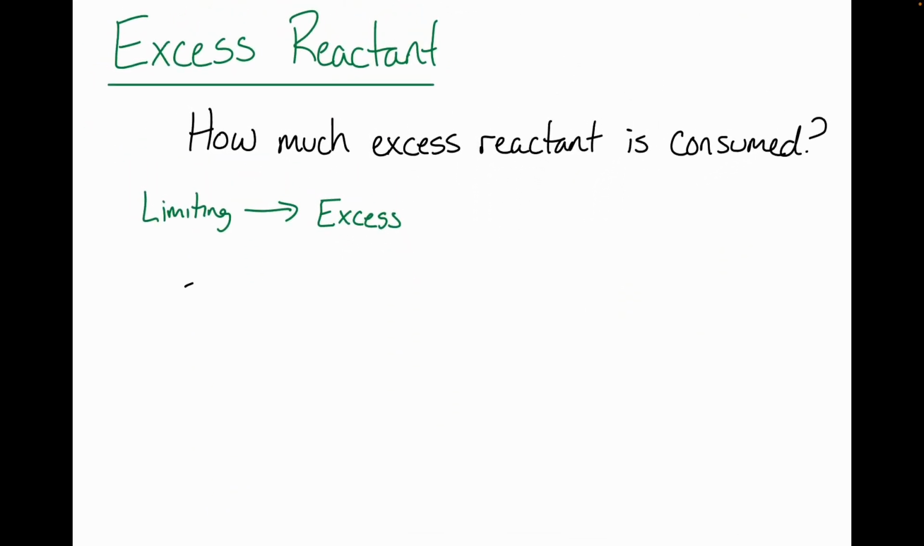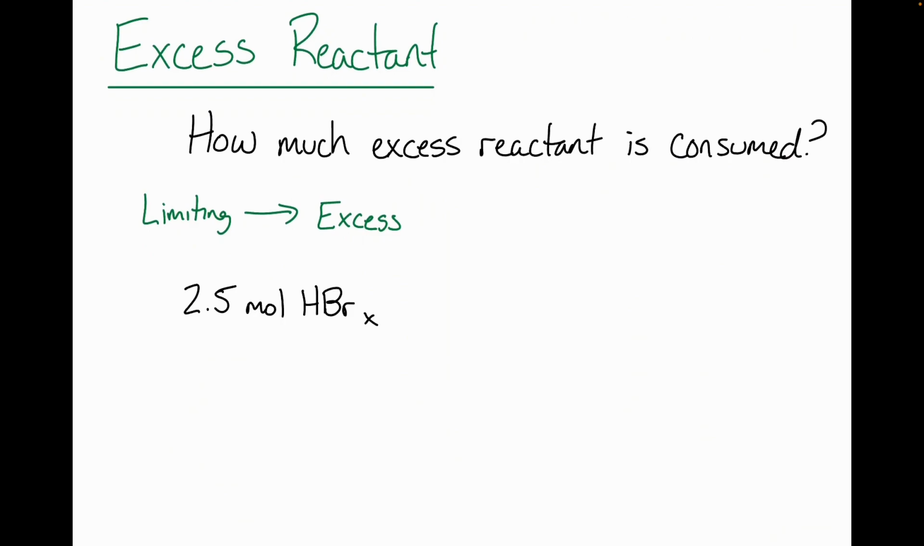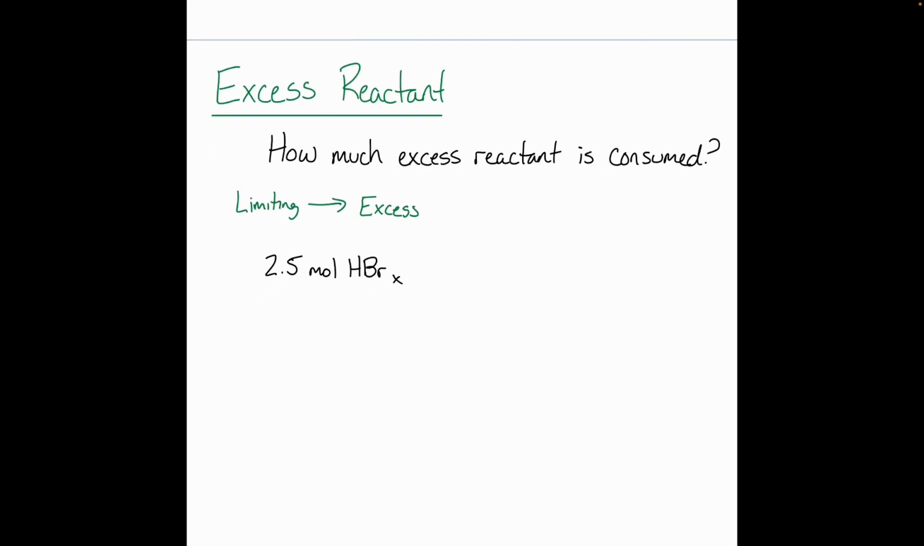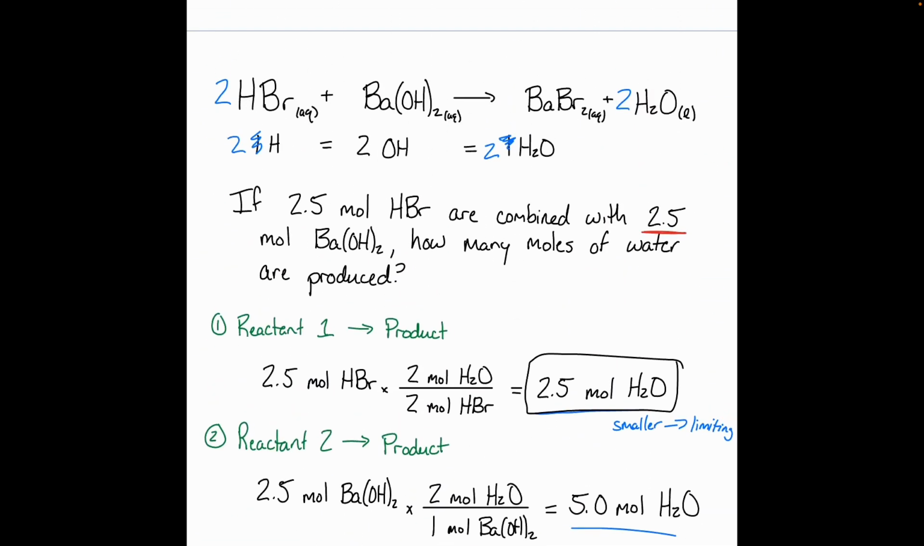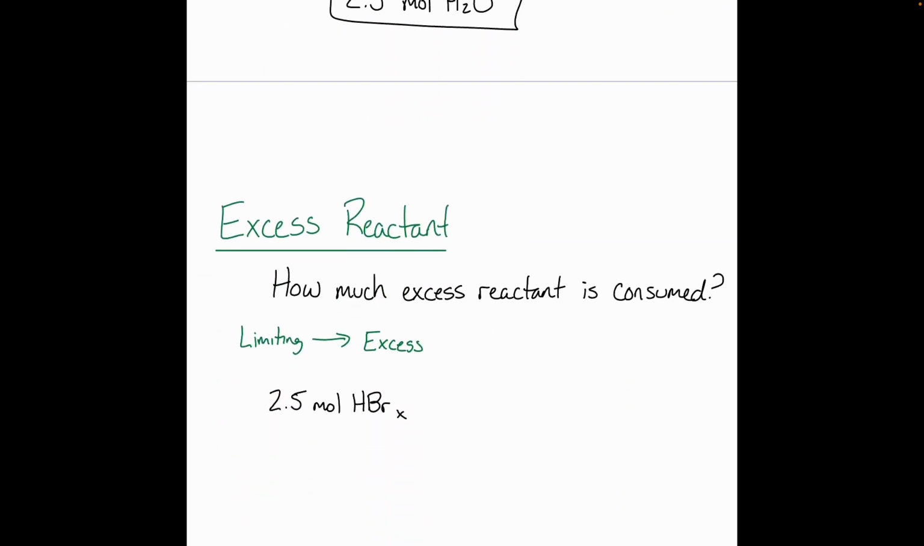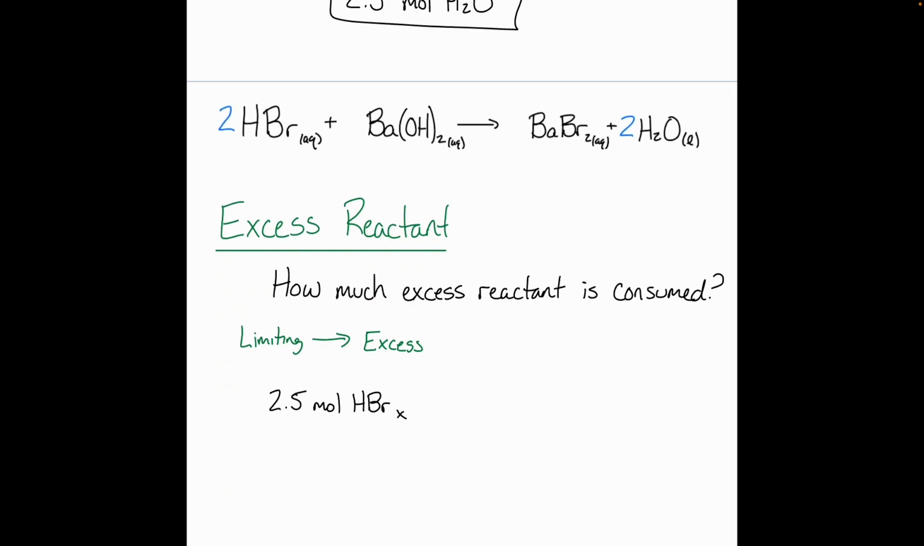Right? What I do know is that all 2.5 moles of that limiting reactant, that HBr, are consumed in this reaction. I need to do some stoichiometry here, jumping from my limiting reactant into my excess reactant to figure out how much of that was consumed. All right? So for the sake of convenience, I'm going to bring down this balanced chemical equation. Again, we said that HBr was limiting and that the barium hydroxide was excess.